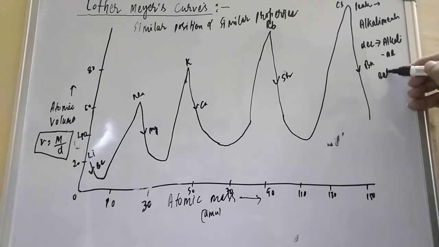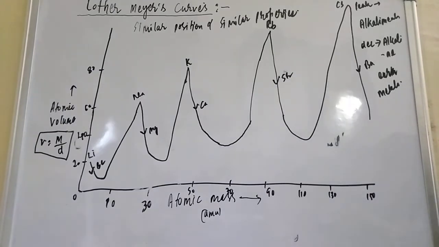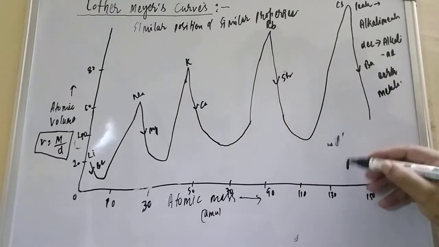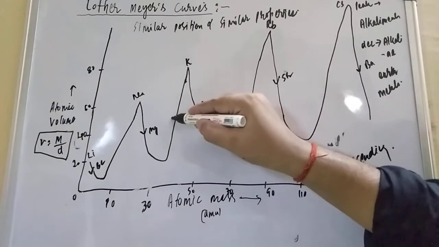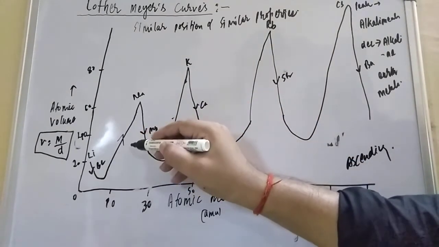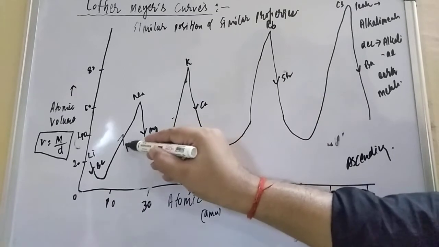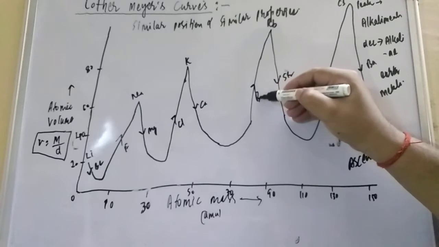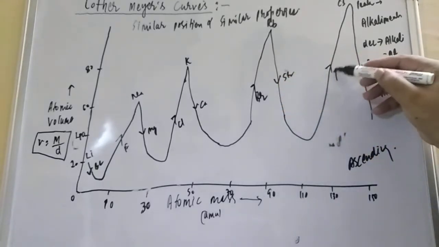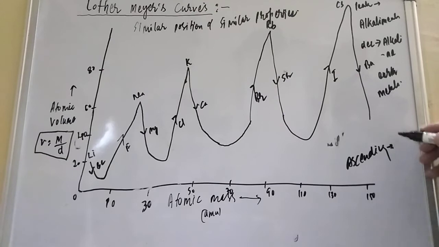Because of the small board, it may be a little difficult to understand, but I will try to explain it. When you are going ascending, what will come? This ascending line is fluorine, this ascending line is chlorine, this is bromine, and this is iodine. So ascending line means what, student? These are the halogens. Ascending line means halogens.